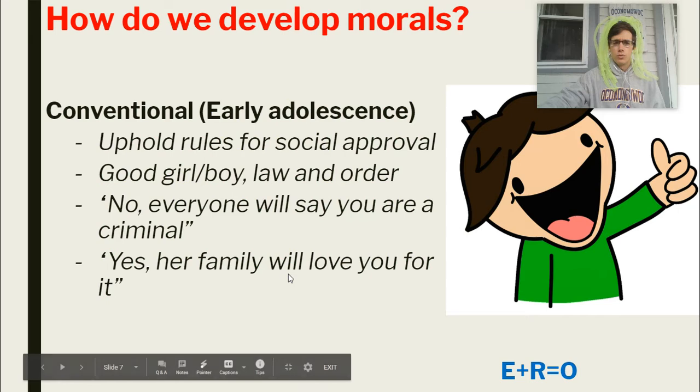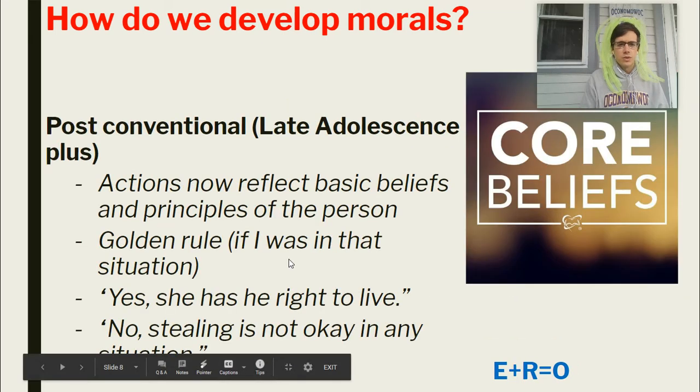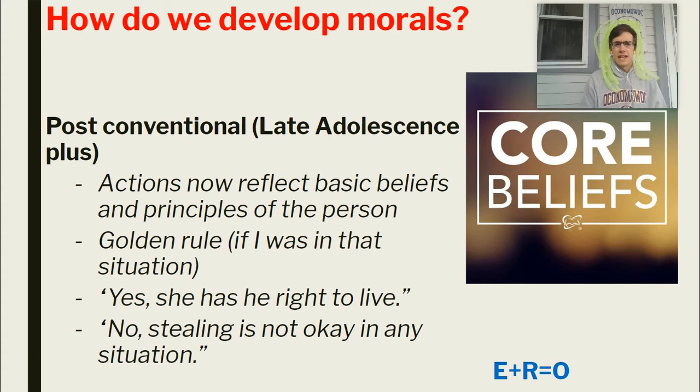And then the last one here is post-conventional, and this is going to be in late adolescence or plus, or into adulthood. So now actions are going to reflect an individual's basic beliefs and principles. So kind of your core beliefs, as well as using the golden rule, which is thinking about, if I was in that situation, how would I want to be treated? So that's very much abstract thinking.